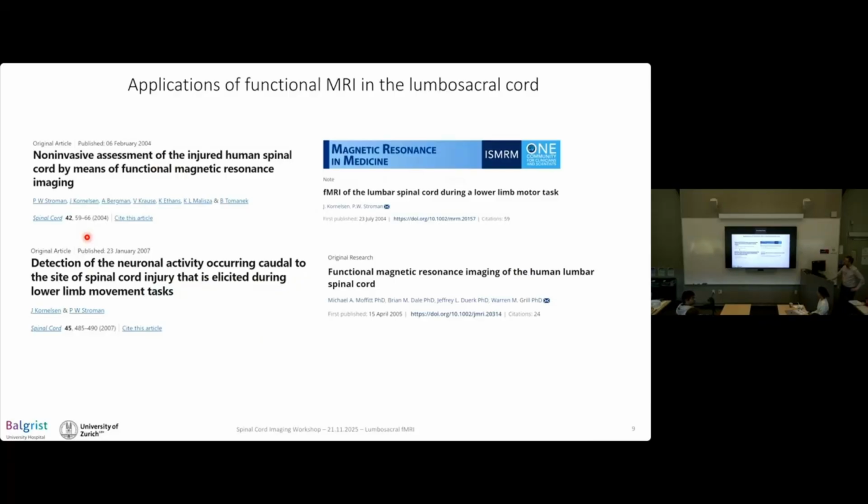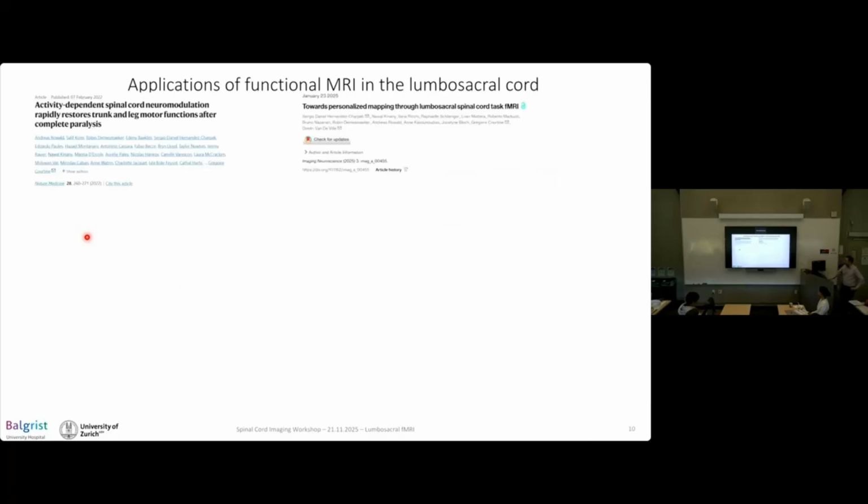So the first applications of fMRI in this region appeared around 20 years ago. Mostly, I found 4 publications, 3 of them from Patrick Stroman and colleagues, and the other one is Michael Moffitt and colleagues. Of course, these studies were quite preliminary. They didn't have advanced spinal cord processing tools, so they couldn't do, for example, group level analysis. And these studies also used a spin echo sequence, so-called SEEP contrast. Only around 20 years later, the first gradient echo EPI studies appeared in the lumbosacral cord.